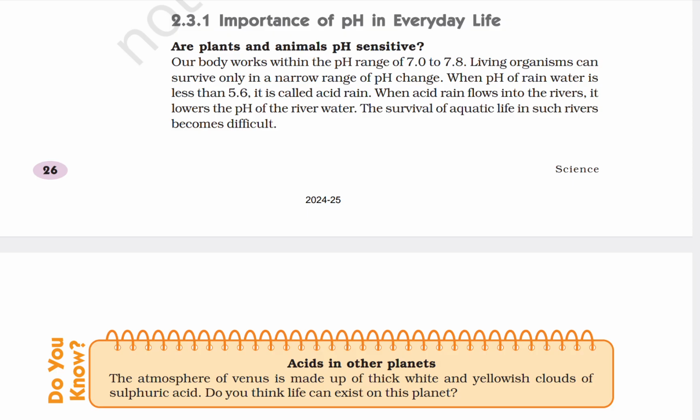Especially here in your book it is mentioned that usually our body works in the pH range of 7 to 7.8, that is the range. If this pH varies from this value, definitely we are going to be affected by those changes. For example, you already know water is neutral, its pH value is 7. So 7 to 7.8 is okay.